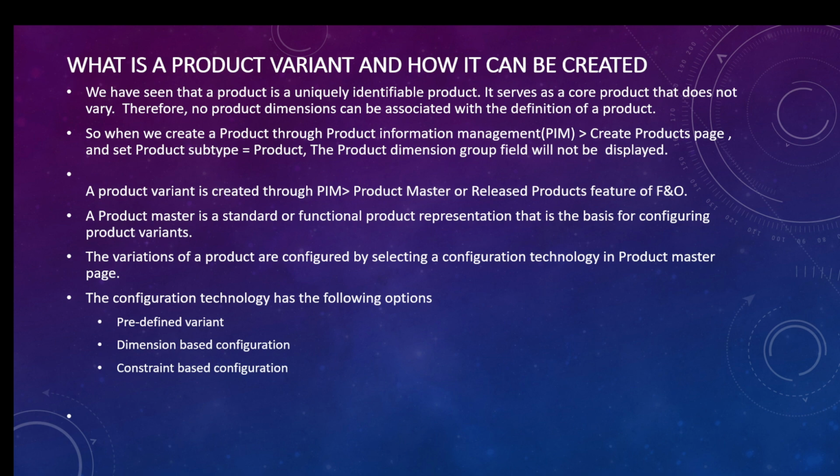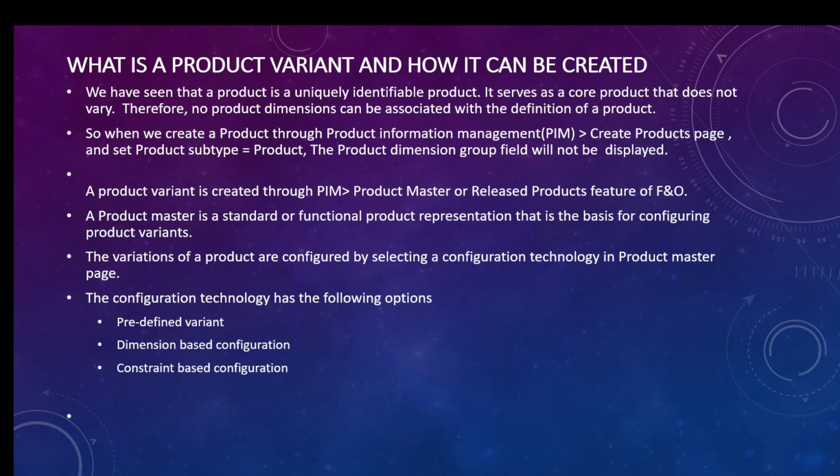A product variant is also created through PIM, but through a different page called product master, and it can also be created through the release product page of F&O. There are two ways to create a product master. One is that you create directly through product information management product masters, or you go to product information management release products, new release products. In that, you have an option to select the product subtype as either a product or a product master.